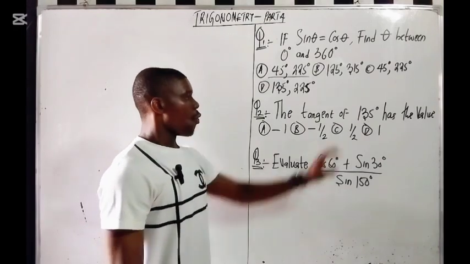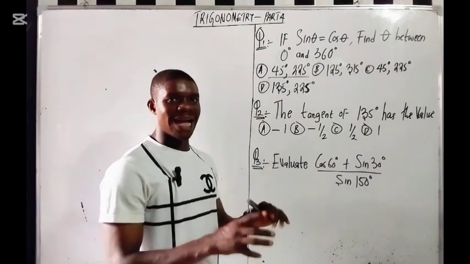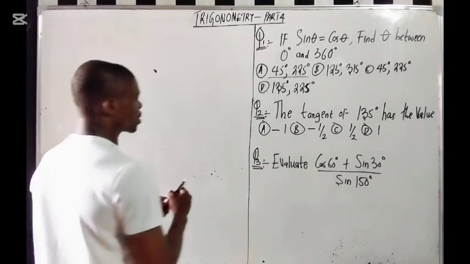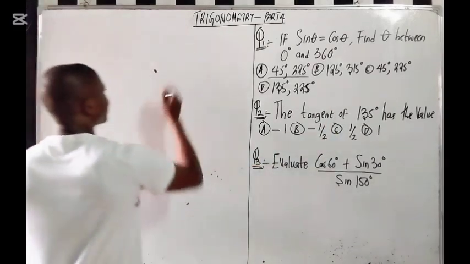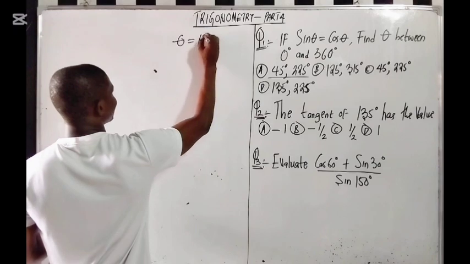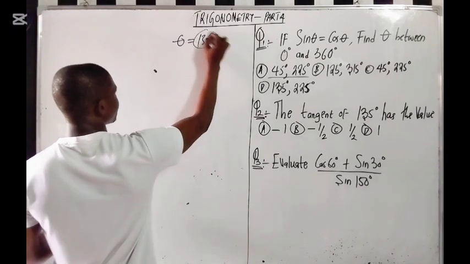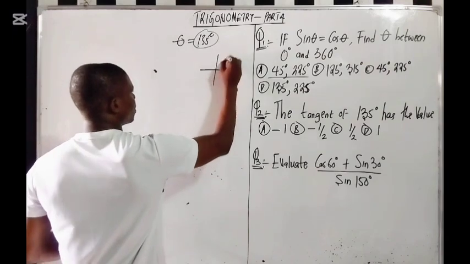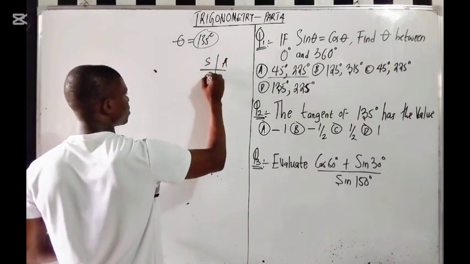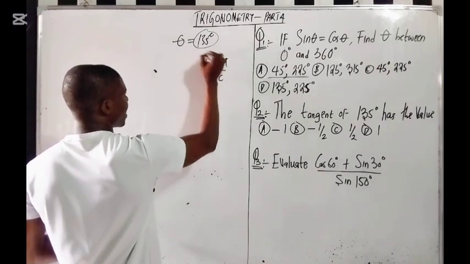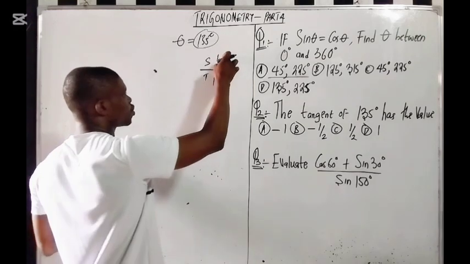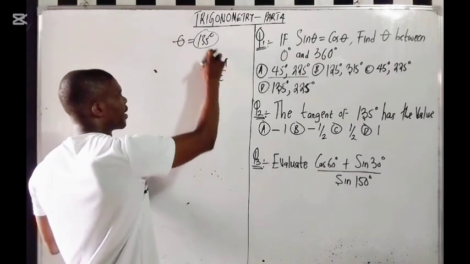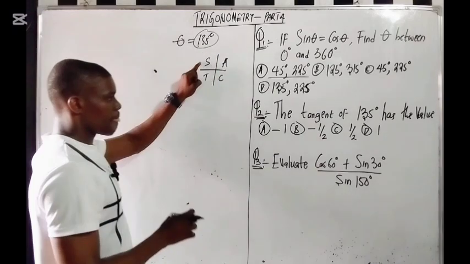135 degrees is in what quadrant? 135 is in the second quadrant, because you have A S T C, right? The first quadrant is 0 to 90, then 90 to 180. So it is here, right?